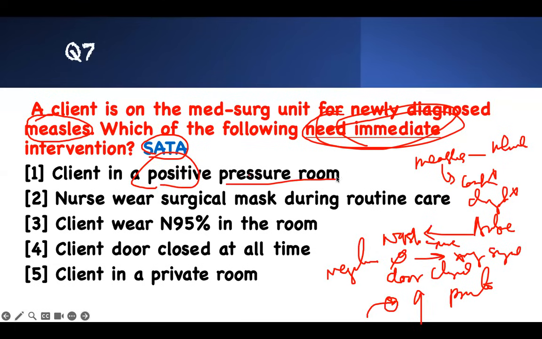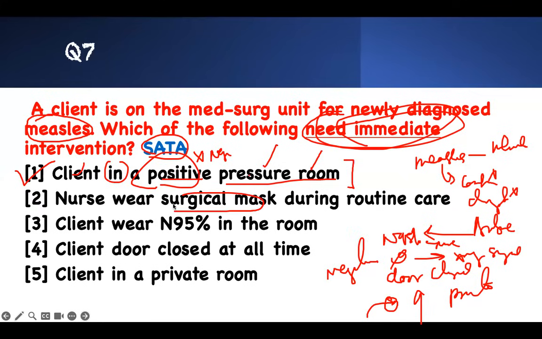So a client in a positive pressure room. Read every word in the answer choice when you're taking the test. Room is good, pressure is good, client is in something, but that something is not positive. It should be negative pressure. So this is what? Need immediate intervention. We got to intervene here. We should put them in a negative pressure room.